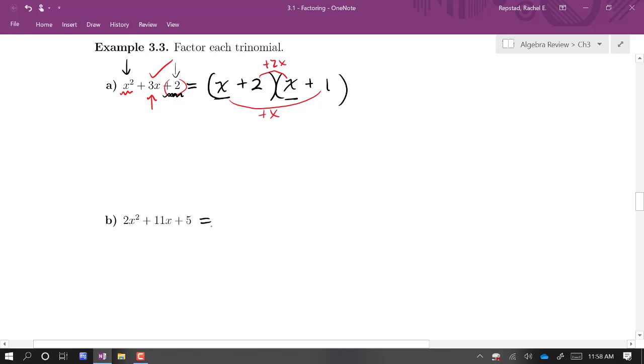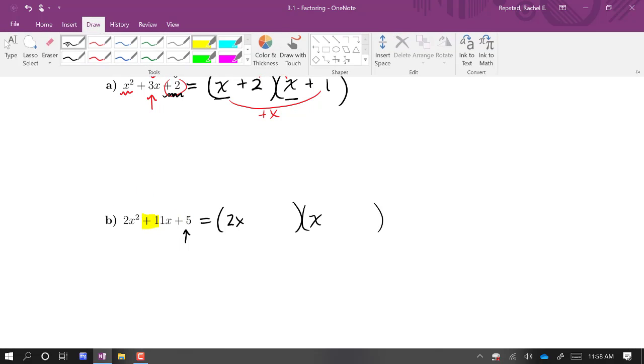So here, again, we do still have primes, right? 5 is a prime, so I know 5 and 1, or negative 5, negative 1. 2 is a prime, so I know I'm going to have 2x and x. So it might seem really simple, and it is simple-ish, but we have to keep in mind that it will matter. When I'm thinking about using 5 and 1, I'm also pretty confident it's going to be a positive 5, positive 1, because in the middle term I need a positive 11x.